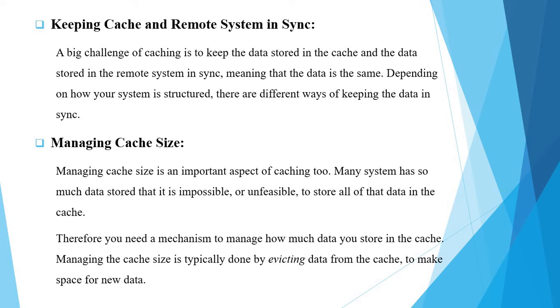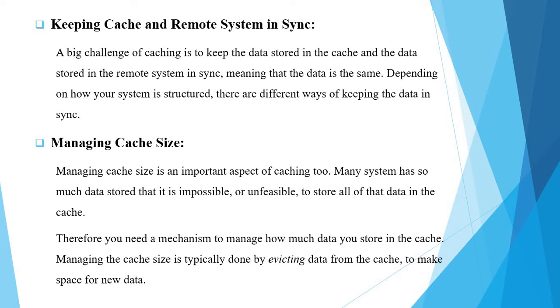The second technique is keeping the cache and remote system in sync. A big challenge of caching is to keep the data stored in the cache and the data stored in the remote system in sync. This means the data is the same. We can store the data in the cache and always store it in the remote system too, so the data is the same in both. Depending on how your system is structured, there are different ways of keeping the data in sync.